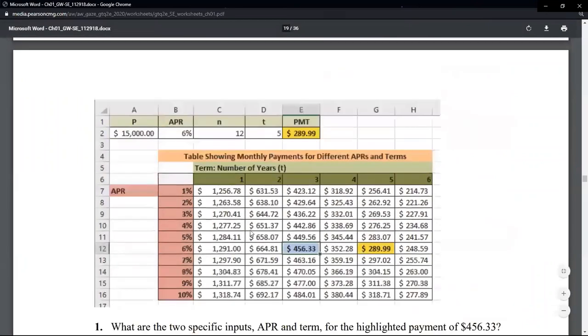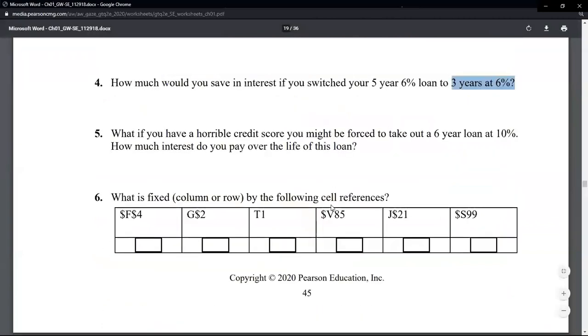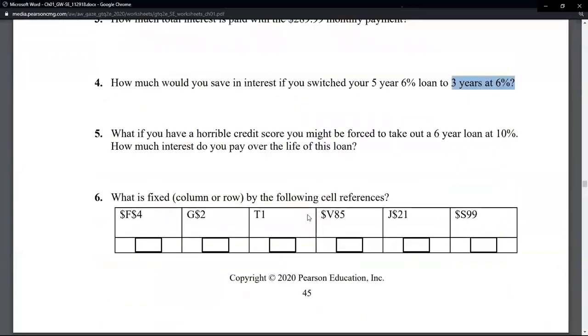So you'll find the payment in the 3 years 6%. I'm going to point at a wrong one. This would be a 1 year 5% in particular. That's not the one you use. So you find the right payment amount. You multiply by the number of payments. You'll subtract that amount from the principal to get the interest.